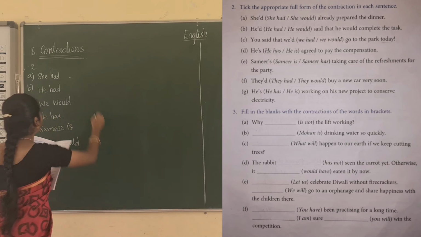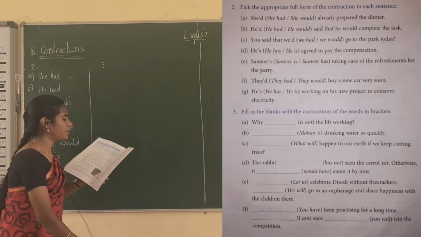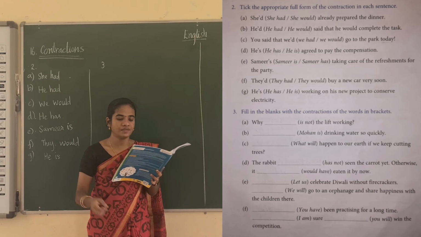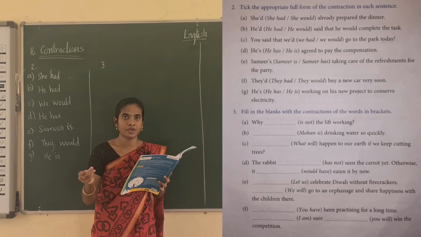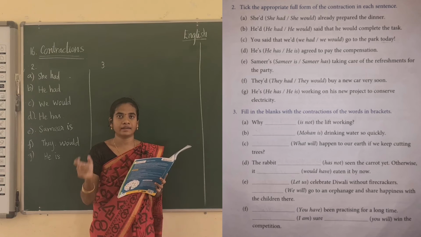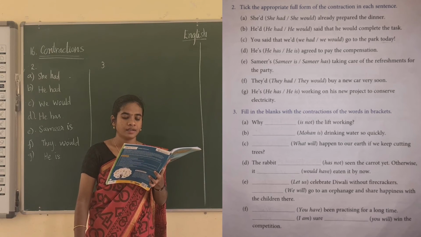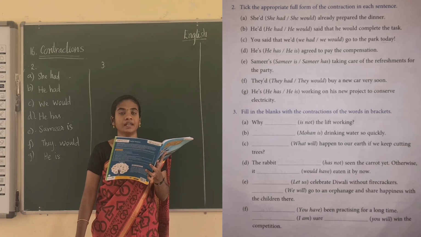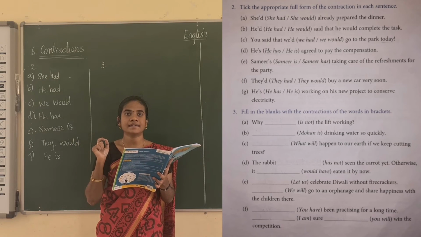Now we shall do the third exercise. Third exercise: fill in the blanks with the contractions for the words given in bracket. In the bracket they are given the expanded form, so in the fill in the blanks you have to write the contracted form. See the first one, why dash is not the left working. Here what's given, expanded form, is not. Or we can shorten it and write isn't.